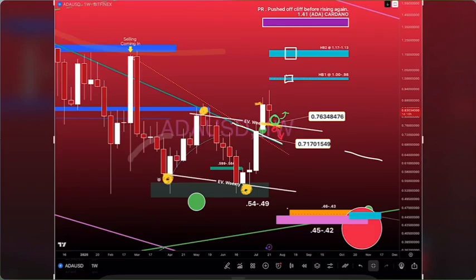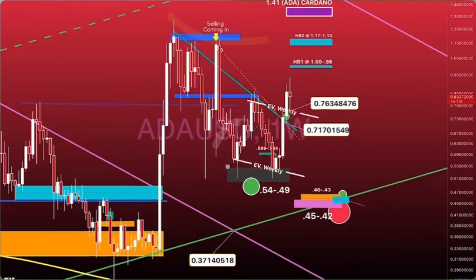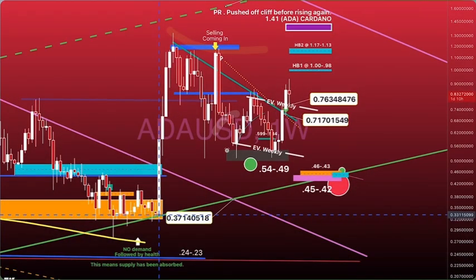Okay. As it is, I would be not letting go of ADA in this space. Let's draw the accelerated adjustment.